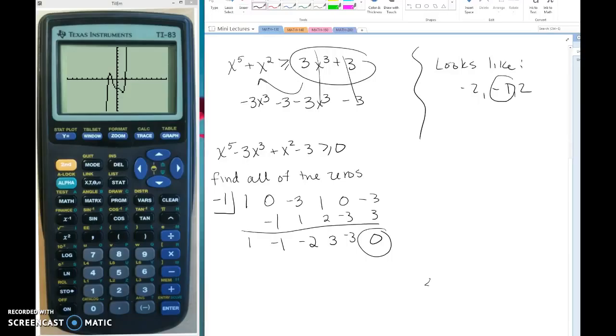Because what we're trying to do is make our number line, we're going to have -1 on there. Now we have x to the fourth, that's a 1x to the fourth, minus 1x cubed minus 2x squared plus 3x minus 3. And we want to know where that's equal to 0.